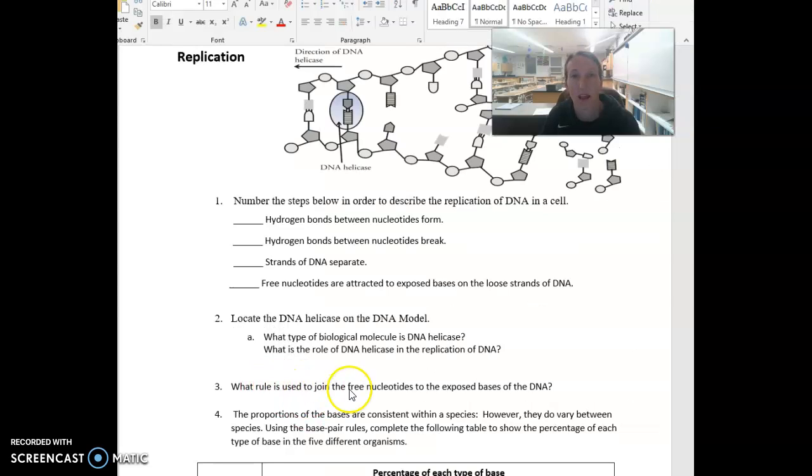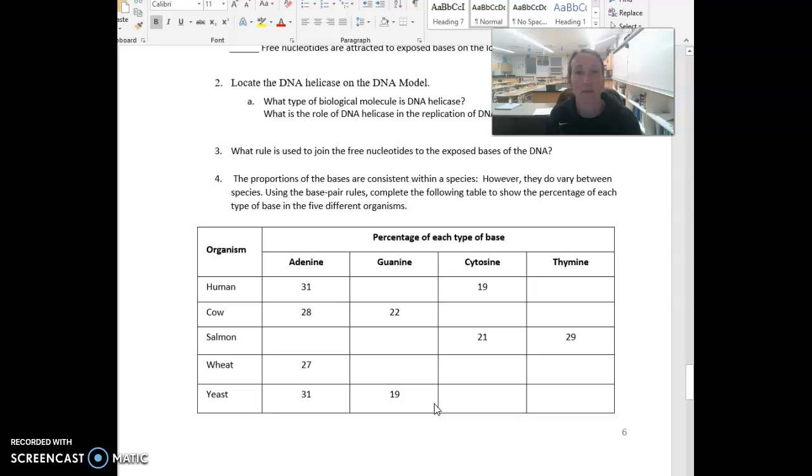So what was that rule? Base pairing rules. And who came up with it? It was Chargaff. Chargaff's base pairing rules. Alright, number 4. Hopefully you're able to figure out what this is related to. I can tell you right now, this is directly related to the base pairing rules.